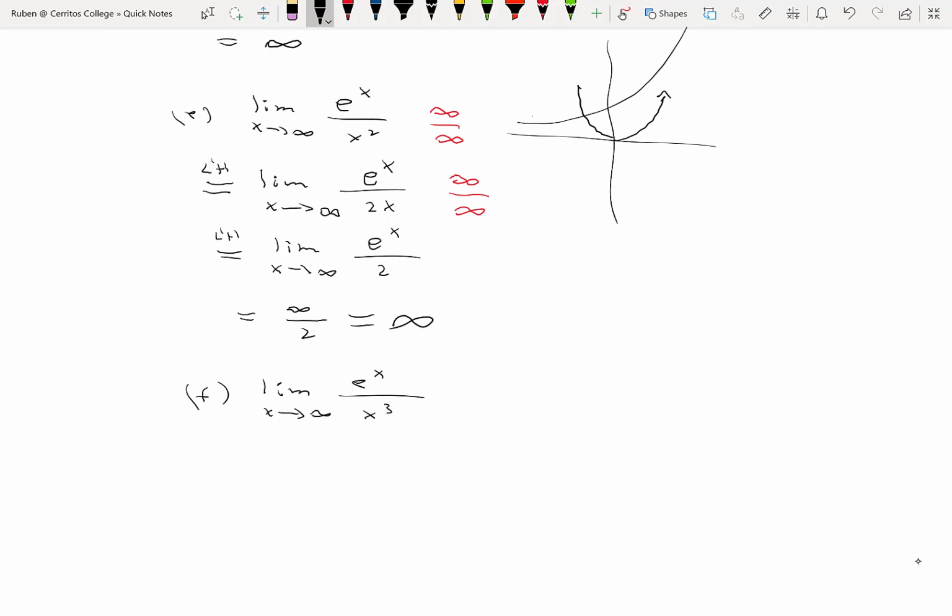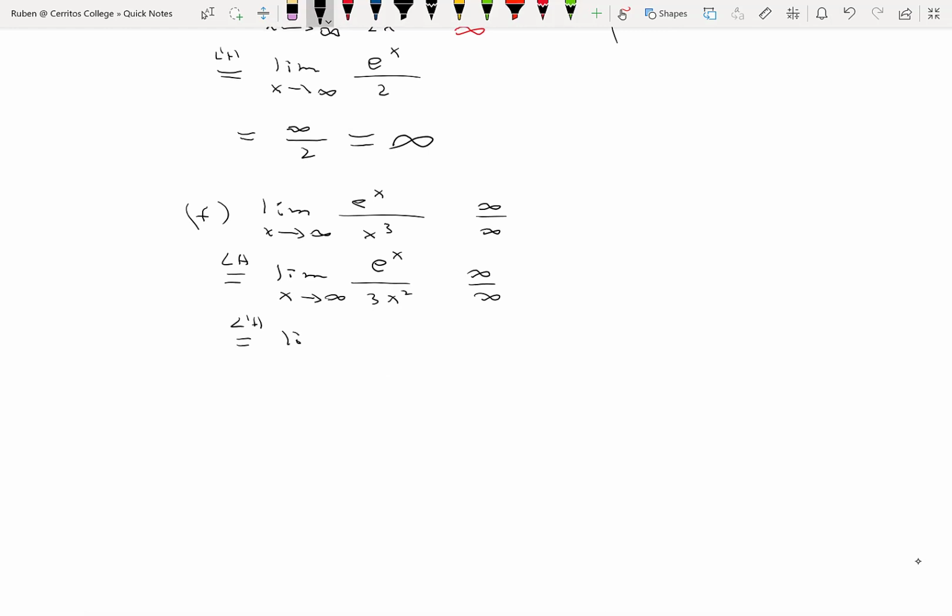X cubed. This is infinity over infinity. It's indeterminate. Use L'Hopital's rule on it. X approaches infinity. Derivative of the numerator. Derivative of e to the x just stays e to the x, but the powers get smaller and smaller as you take derivatives of the denominator. Limit as x approaches infinity of e to the x over 6x. This is still infinity over infinity. L'Hopital's again. Limit as x approaches infinity of e to the x over 6.